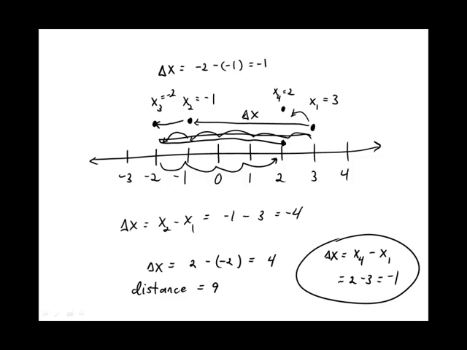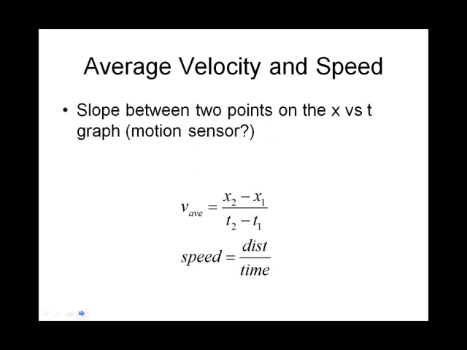So be very careful about the difference between displacement and distance. They are two separate things. Displacement, by definition, is a change in position. And distance, there's more of an absolute value sign somewhere in there. It's a little more complicated, but I want you to keep that in mind, that distance and displacement are different things. So here we defined average velocity and speed.